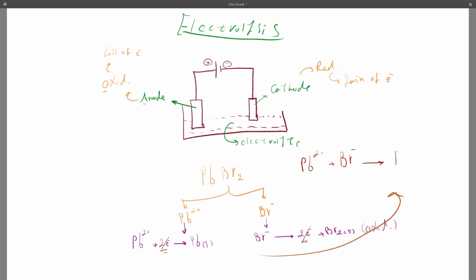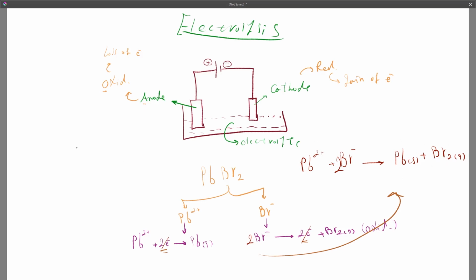That gives us solid lead and bromine gas. Of course, there's a missing 2 in here and a missing 2 in here, because 2 bromide ions will lose 2 electrons. Each bromide ion will lose 1 electron. 2 bromide ions losing 2 electrons, giving us bromine gas. So we have lead ions, 2 bromide ions, lead as a solid, and bromine gas.